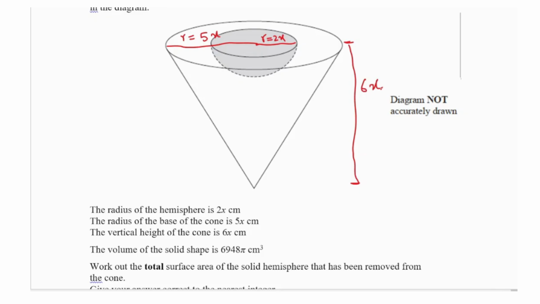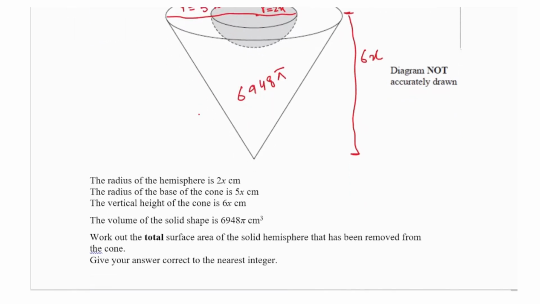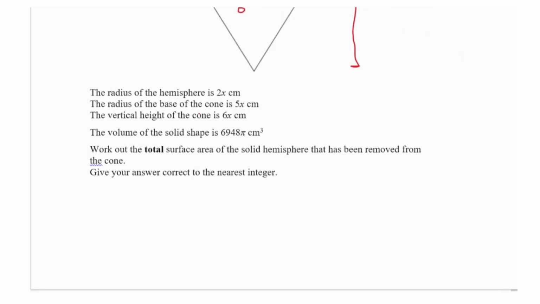And the volume of the solid after removing this hemisphere, if we remove this shaded part, the total volume is 6948 pi. So what do we need to work out now? Work out the total surface area of the solid hemisphere that has been removed from the cone.